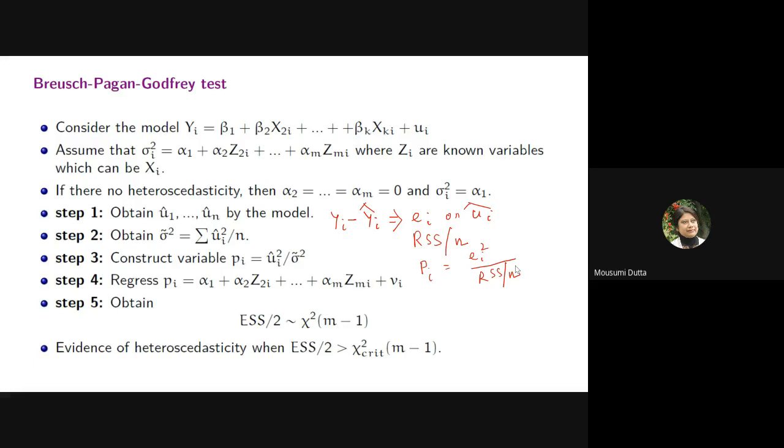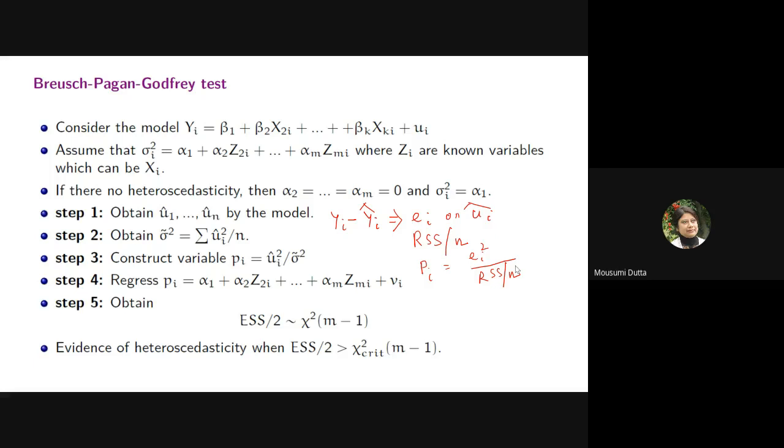Regress this pi, not sigma i square. In the first equation, we considered sigma i square regressed upon zi's. So here we will regress pi on z2i to zmi, and we will find out ESS here. ESS by 2 follows chi-square with the relevant degrees of freedom.